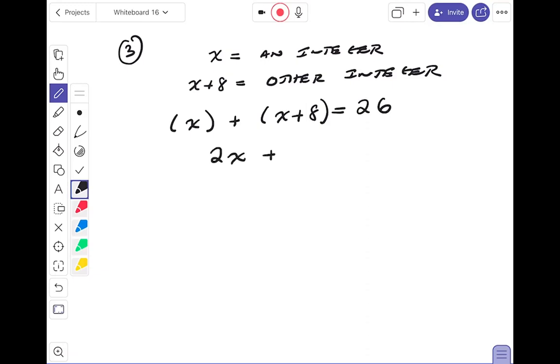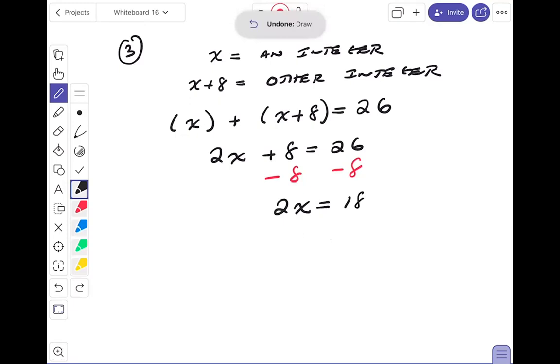2x plus 8 equals 26. I'm going to subtract 8 from both sides. But when I'm solving an equation, I'm no longer thinking about the words. I'm thinking about a very simple equation. 8 from 26 is 18. So x would be equal to, well, maybe I'm going too fast there. Let me just back up a second. I'm going to divide both sides by 2. And what do you get there? X equals 9. So I know the integer here is 9.